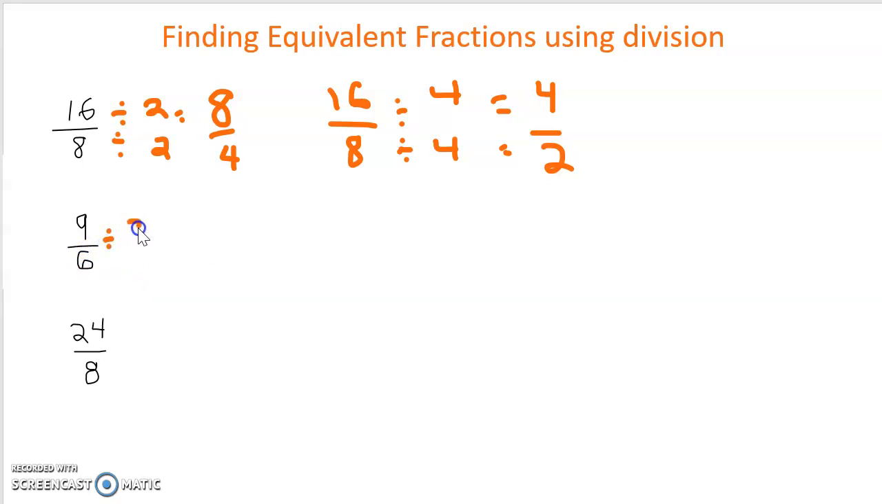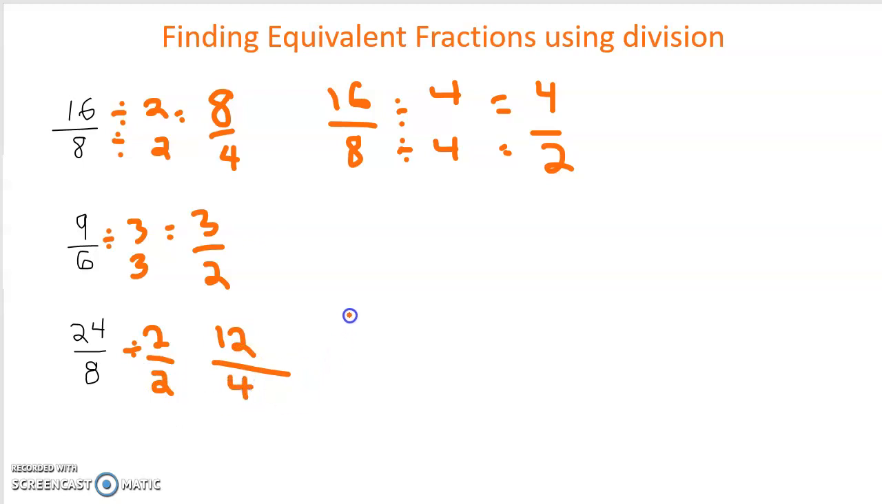So I can divide 9 by 3 and also 6 by 3, which will equal 9 divided by 3, or 3 times what equals 9, is equal to 3. 6 divided by 3, or 3 times what equals 6, is equal to 2. So 3 halves. Last one. So this one's a little bit easier too, just like the first one, because both numbers are even. So we know we can automatically choose to divide by 2 to find an equivalent fraction. So 24 divided by 2 is 12, and 8 divided by 2 is 4.